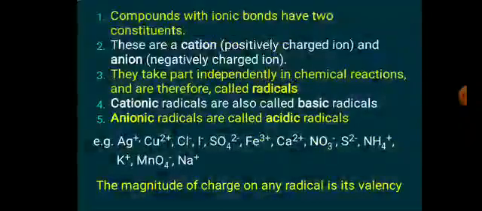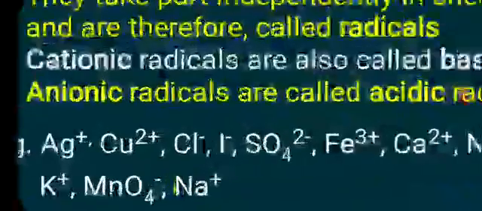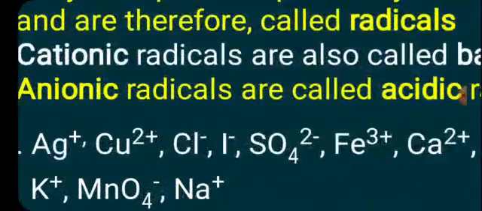The magnitude of charge on any radical is its valency. For example, in silver ion, one positive charge is present, so silver ion has valency 1. Cu2+, cupric ion, has charge 2+, so cupric ion shows valency 2.